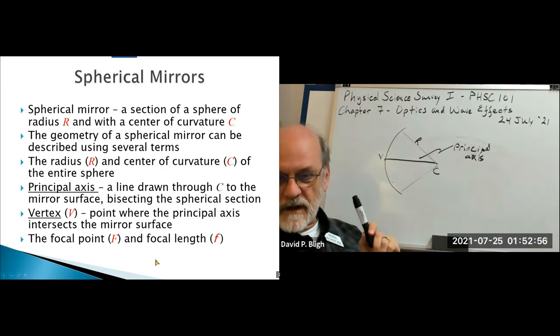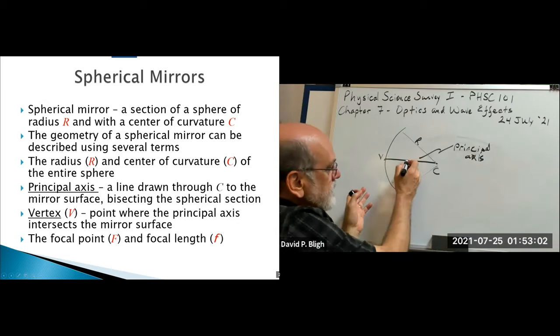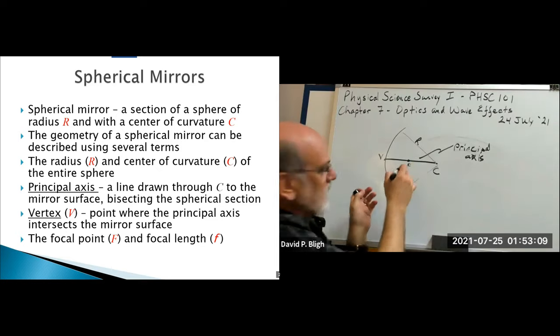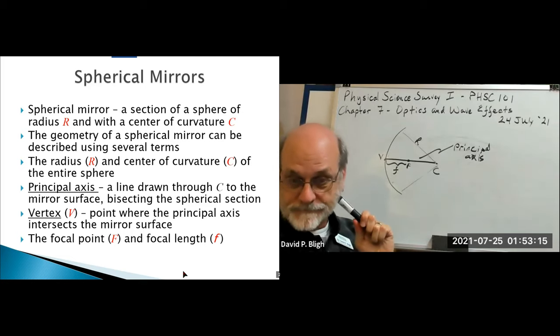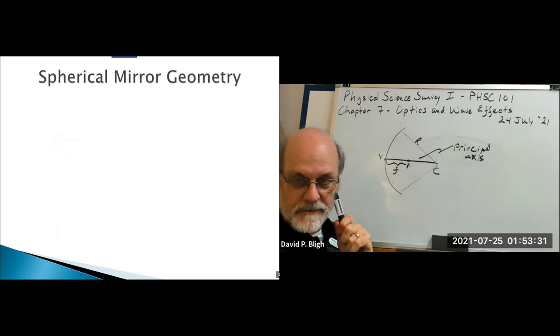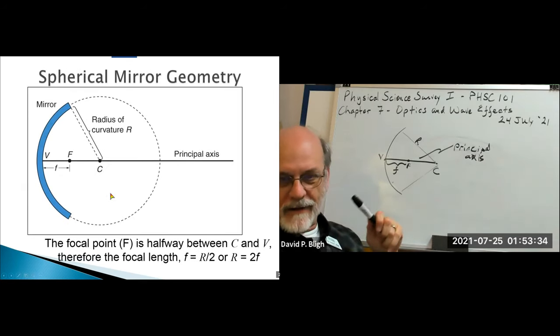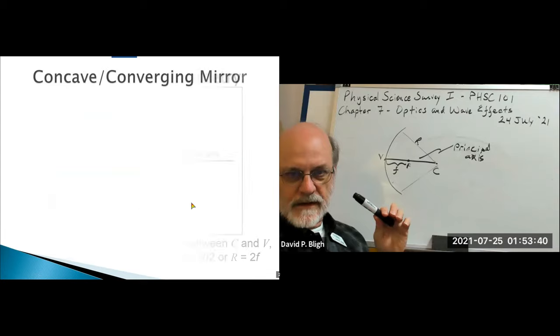Now, there's another point, the focal point, which for a spherical mirror is exactly half the distance between C and V, right? And the focal length is right here. Okay. So that defines our spherical mirror: center of curvature, radius, vertex, principal axis, focal point, and focal length. Okay. At least I drew it right.